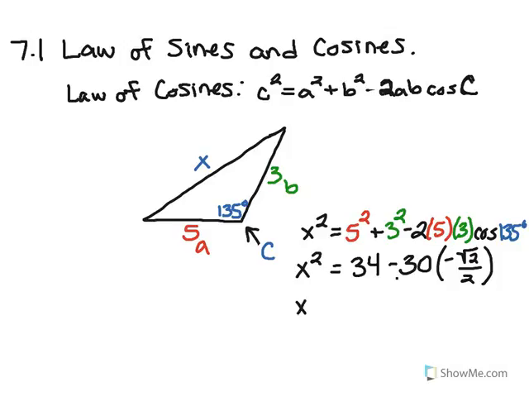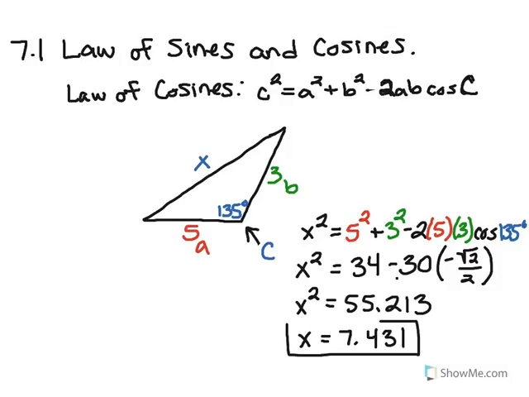Now, once I compute all of that out, then I get 55.213. Now that is not my final answer. I still have to square root both sides. And when I do, I have x equals 7.431. And when I look at my picture, make sure that this makes sense. It definitely does look much longer than either side, and at about the same amount. And that is how we can use the law of cosines.